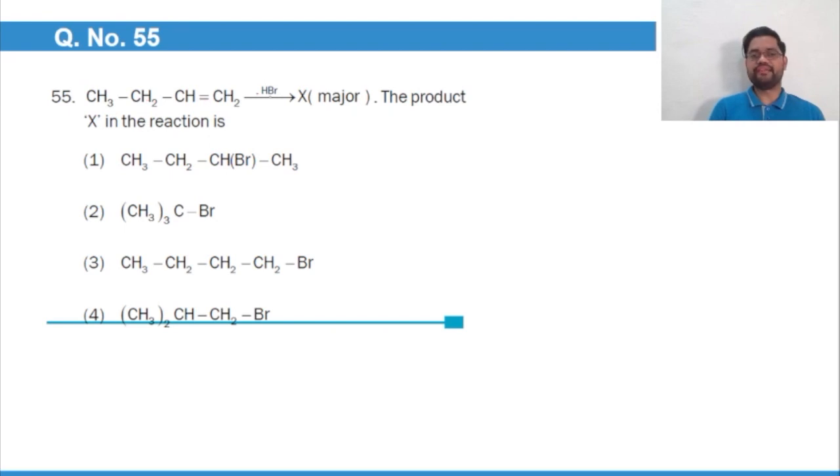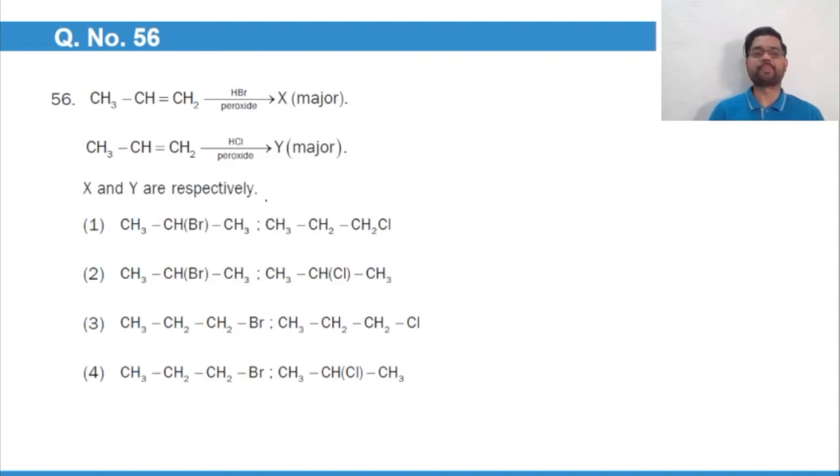Butene reacts with HBr, gives you X as a major product. Since there is no peroxide, it will follow Markovnikov's rule, and Markovnikov's rule says that the negative part of the reagent goes to the carbon containing less number of hydrogen. So when an unsymmetrical alkene is treated with an unsymmetrical reagent, the negative part goes to the carbon containing less number of hydrogen, and hence option number 1 will be the right answer. So 55, option number 1.